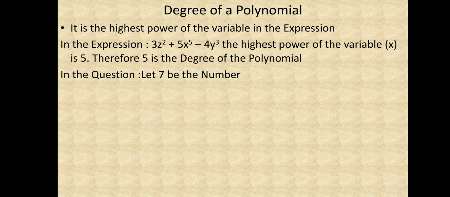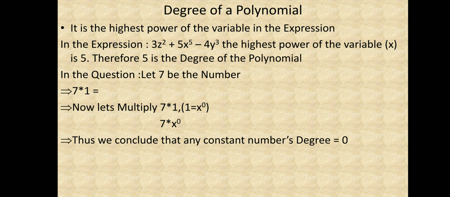Now let us take another example, which is 7. Now 7 into 1, in which 1 is equal to x power 0. So what is going to be the degree of the polynomial 7, which is equal to 7 into x power 0? We conclude that any constant number's degree is equal to 0.